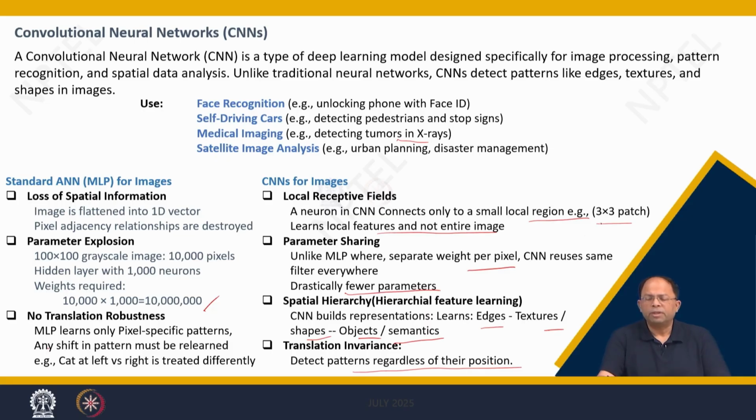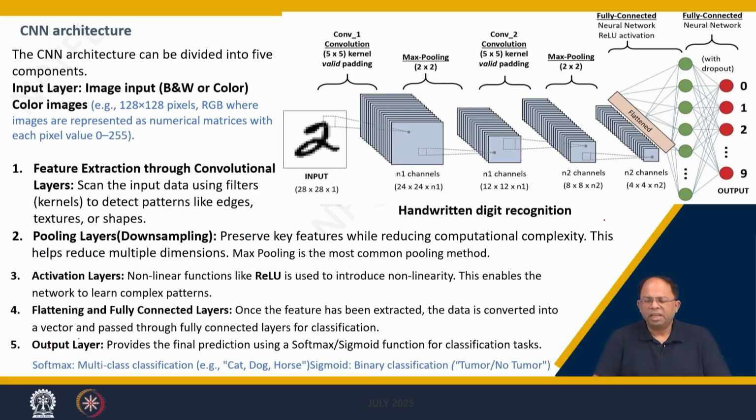So, for example, because we are using the same filter to search for the patterns. Now this image gives you the overall idea about the CNN architecture, and this image represents handwritten digit recognition. Somebody writes a 2 or a 3 or a 4. How do I go about determining that it is a 2 or a 4 or something else? So this CNN architecture can be divided into 5 components.